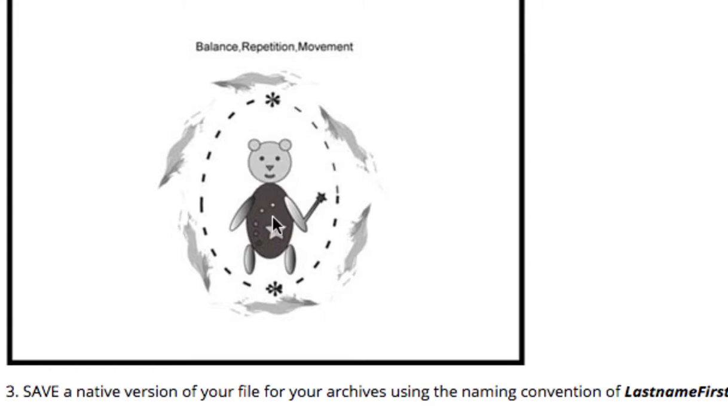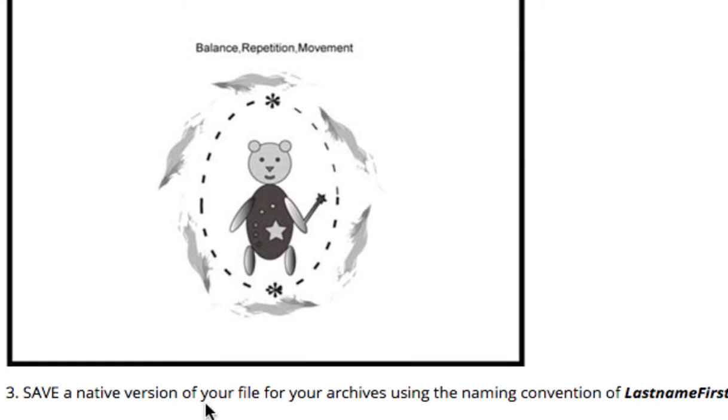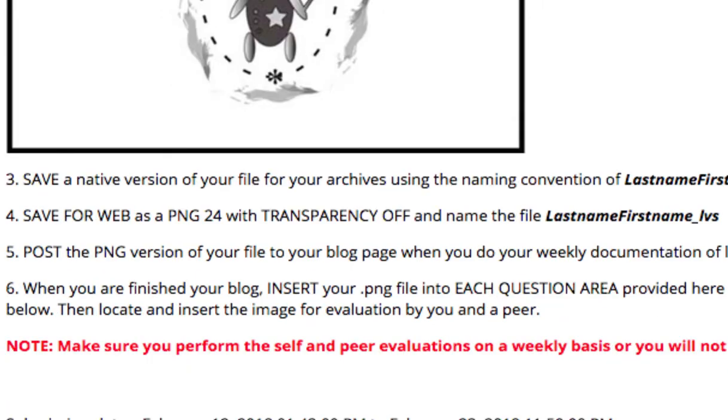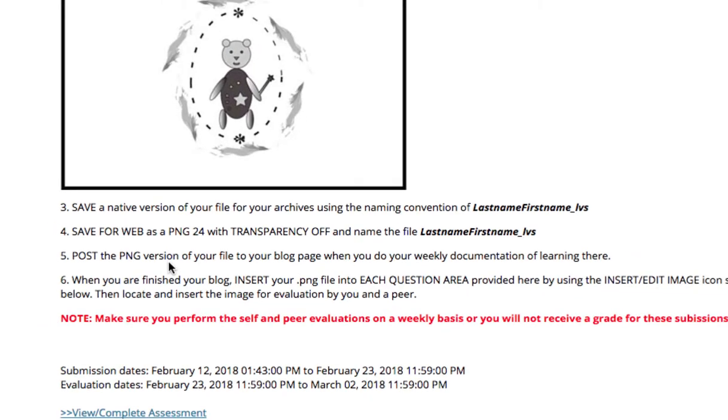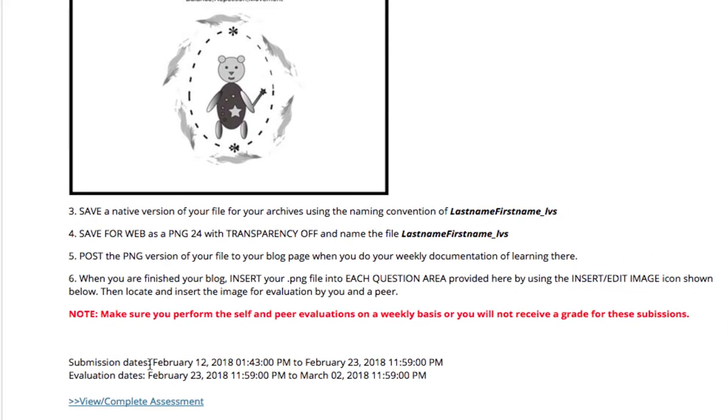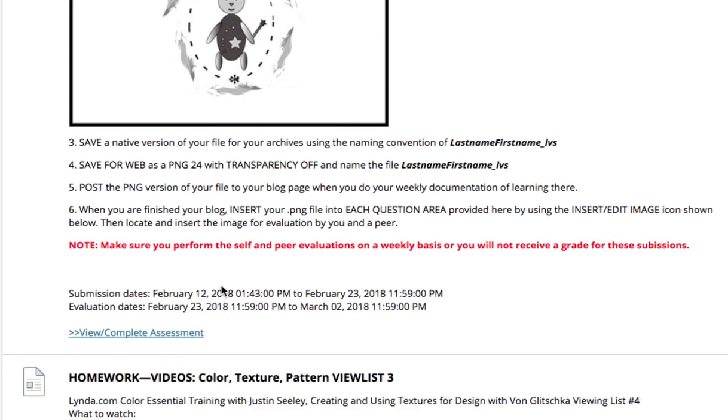And when you're done, you'll save a native version of your file, but you'll also be exporting using the Save for Web PNG 24 transparency off, and you'll save that file and prepare that for upload. Now you'll notice here it gives submission dates, and that's important that you get your work in on those submission dates, because without doing so the work cannot be evaluated by either you or your peers. So make sure that you get it in. To view or to complete the assessment, you just click on this link here.